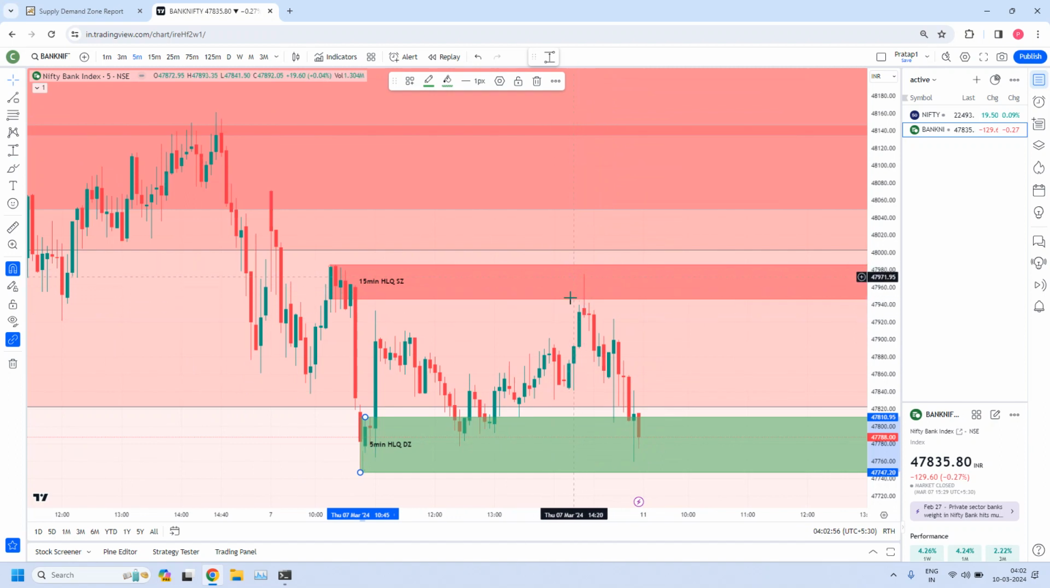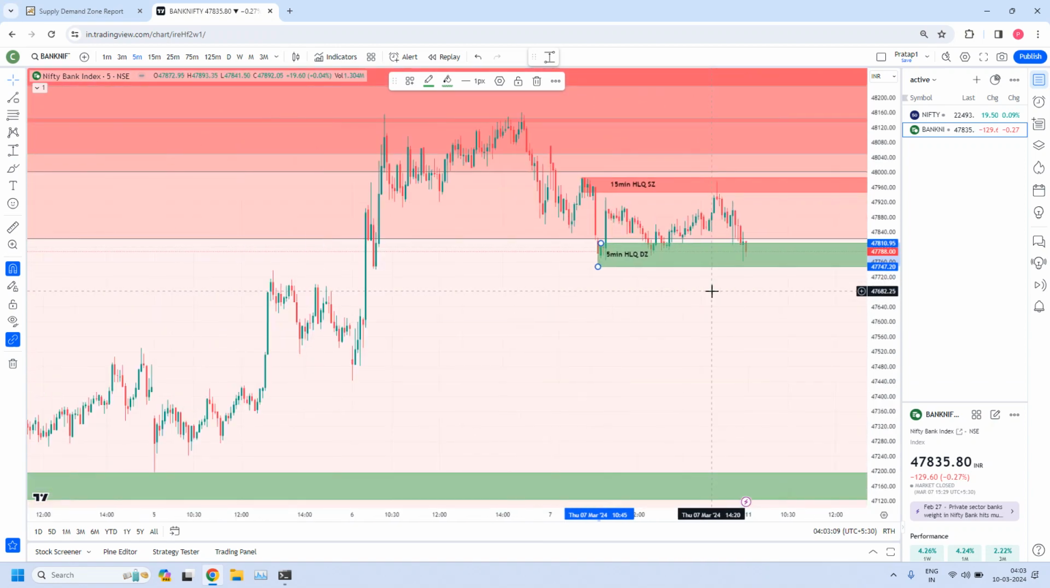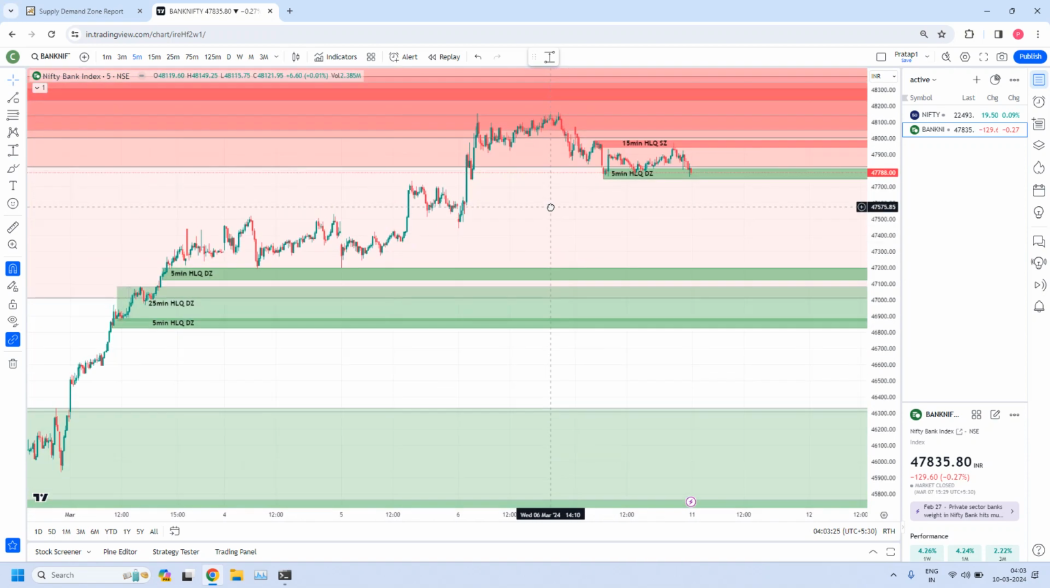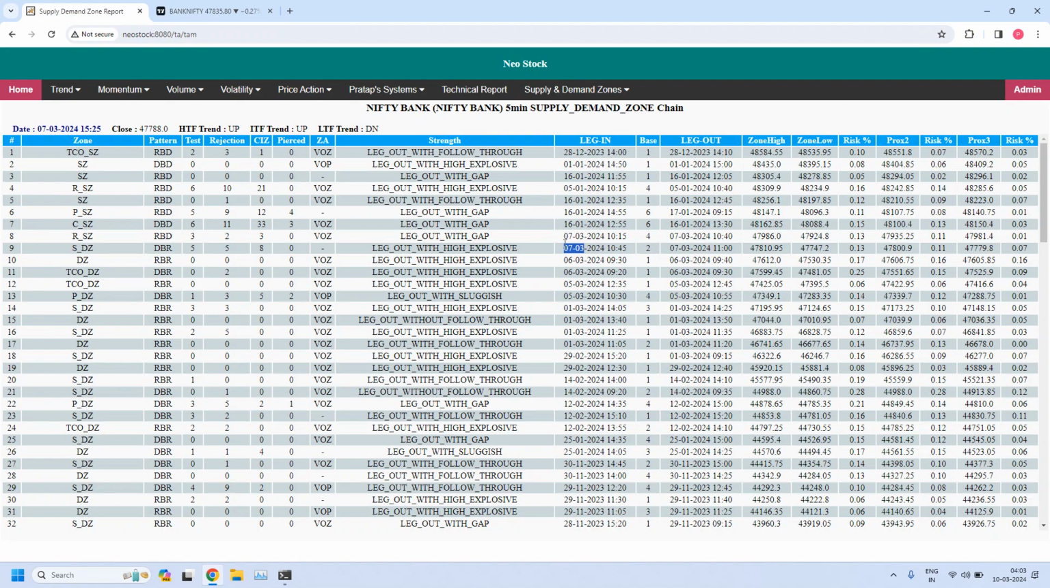So within this 15 minutes, again a new 5 minute zone is created. See here, rally, two base candles and drop. That's why it again pushed up to here. Now we have to see tomorrow whether this 5 minute zone will be violated, or with a gap up, this 15 minutes high liquidity zone will be violated. Based on that only, we will get clarity on the price direction. But anyway, this is the most recently created high liquidity zone during last week.